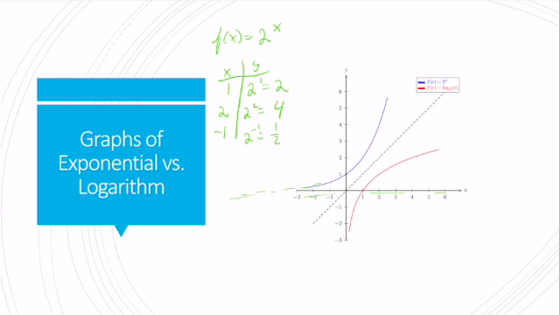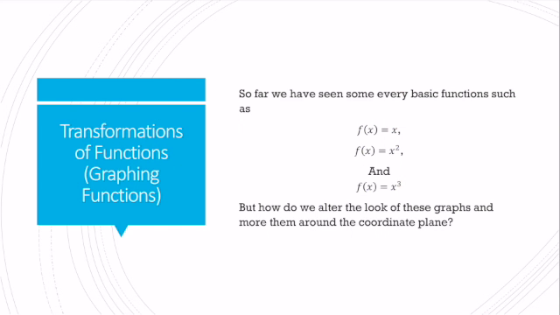Logarithmic functions are the flip of these. If I have f of x equals log base 2 of x, that's essentially asking what power do I raise 2 to get x. So if x was 2, that means y would be 1. If x was 4, what power do I raise 2 to get 4? Well, that's going to be 2. And if x was 1 half, it'd be negative 1. So you can see that they are mirrored, they're reflections across the y equals x line. So far, we have seen some very basic functions, okay?